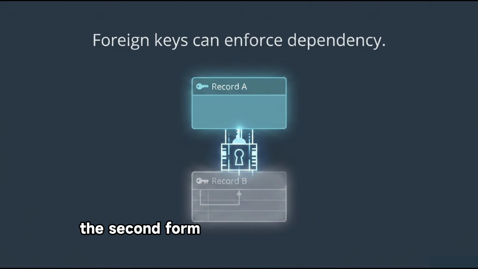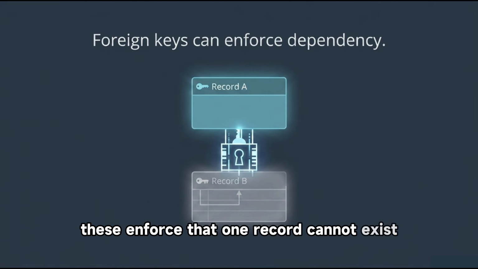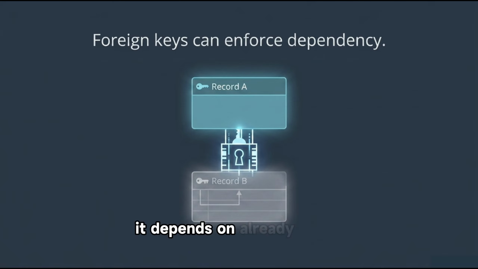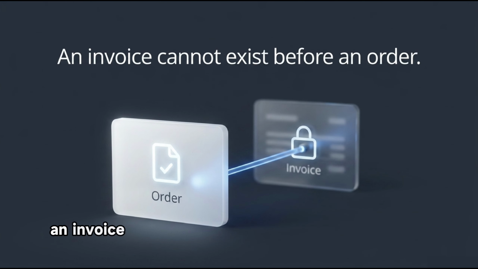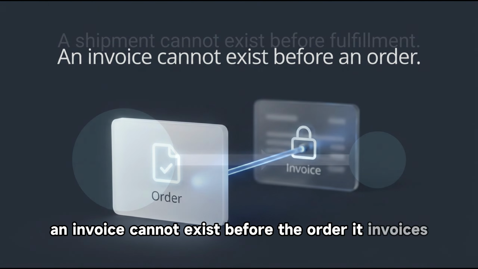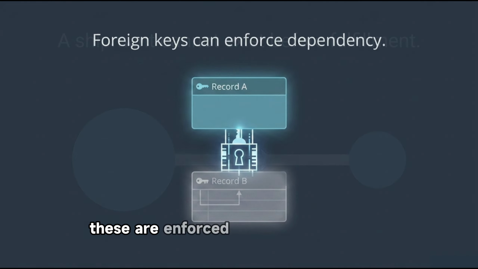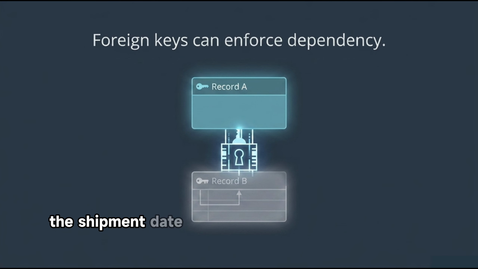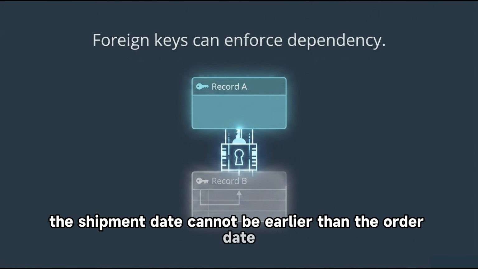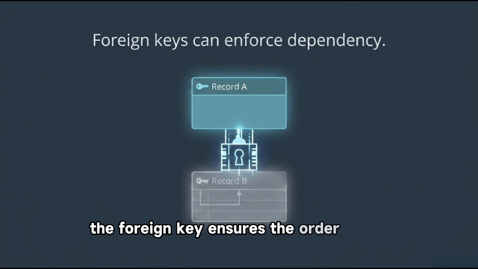The second form is dependency constraints. These enforce that one record cannot exist until another record it depends on already exists. An invoice cannot exist before the order it invoices. A shipment cannot be created before the order it fulfills. A review cannot be submitted before the purchase that entitles the reviewer. These are enforced through foreign keys combined with date comparisons. The shipment table references the order table. The shipment date cannot be earlier than the order date. The foreign key ensures the order exists.